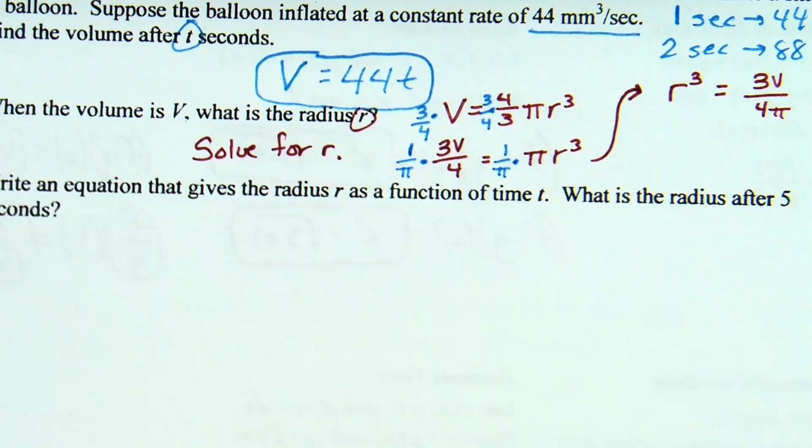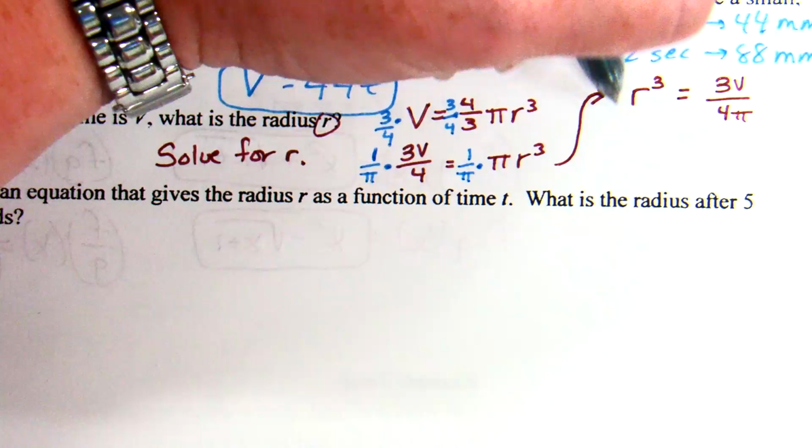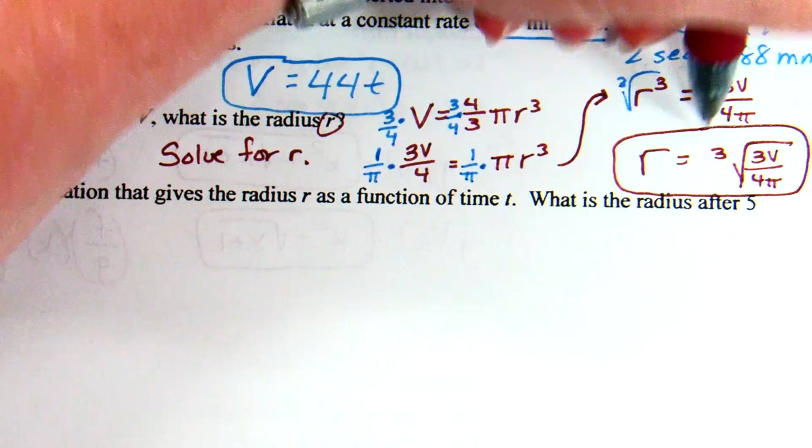Okay, final step in solving for r. Cube root. So r is equal to the cube root of 3v over 4 pi. And I am leaving that as is.